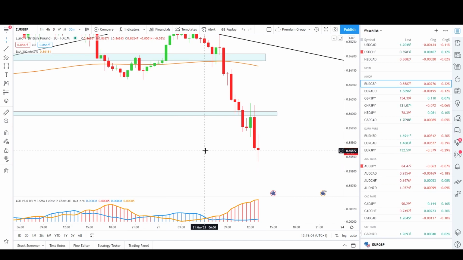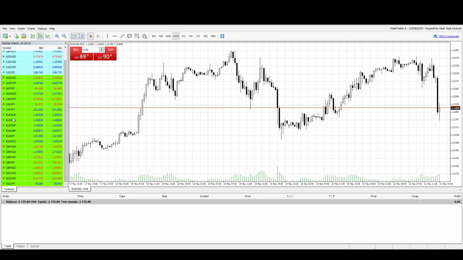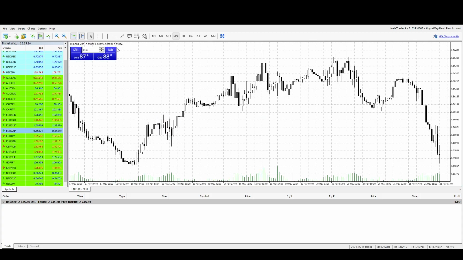what we're gonna do right now is go and place some trades. So let me quickly add the chart on. What we have over here is Euro GBP, and as I said, the base analysis says that should be a great sell trade.